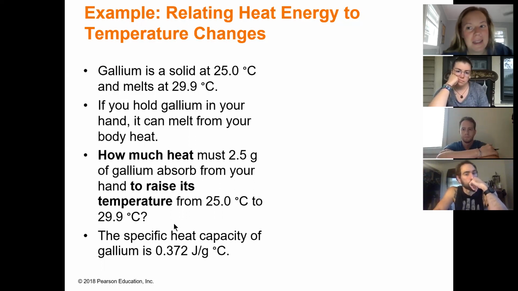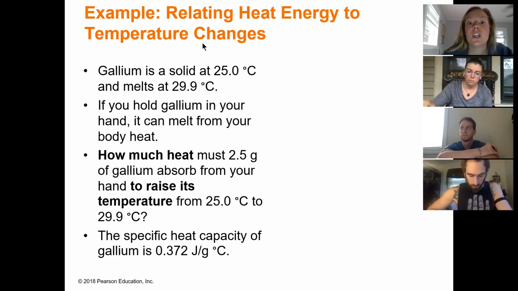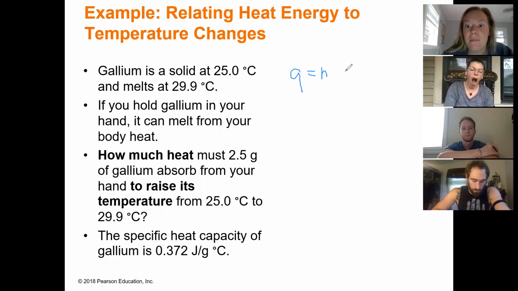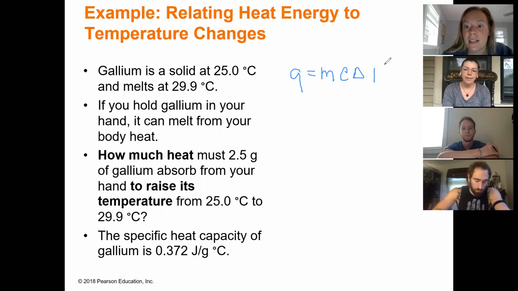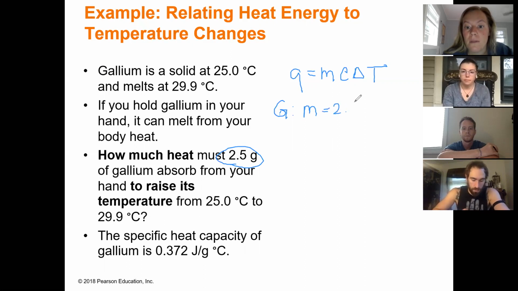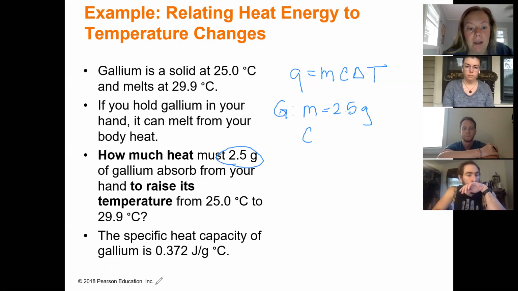So anytime in this next test, if they're talking about specific heat capacity, just write out the equation Q equals MCΔT. That's a good place to start. So Q equals MC delta T. In this case, let's figure out what our given information is. So we're given the mass, right? So we know that mass is equal to 2.5 grams. We are also given the specific heat, right? It's down here.